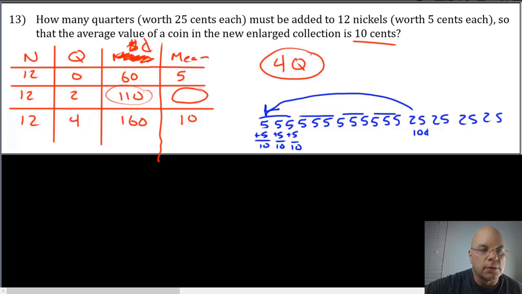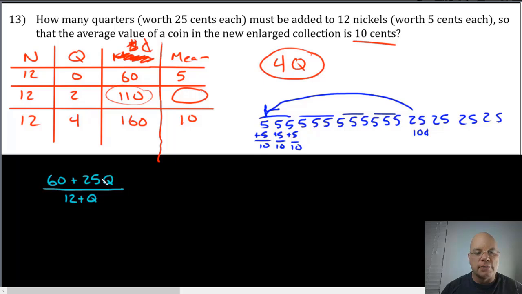There's also an algebraic approach that you'll learn in a couple of years, where we have 60 cents plus 25 cents multiplied by the number of quarters, which would be the total amount of money we have in cents, divided by the number of coins, which would be 12 nickels plus the number of quarters. And that would be the average, because this is our total amount of money divided by the total number of coins. That would equal 10, the average. And then you would apply the property of equality, multiply both sides by 12 plus q. I'll show it here.